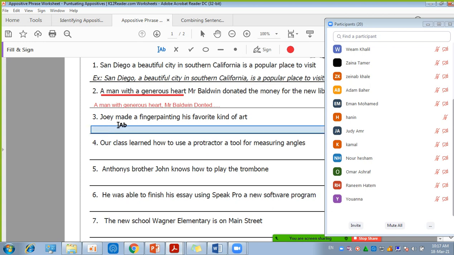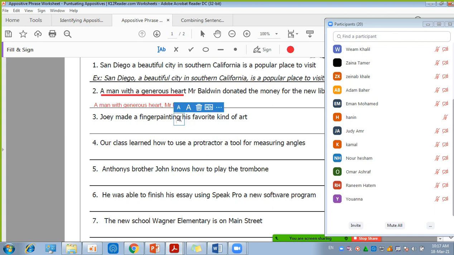Again, Joy here is the subject. He's the one who made the action, and he made what? Finger painting. This is the object, so direct object too. So it's a part of the main sentence. He made the thing, well, his favorite kind of art. Yes, that's right. So we will put the comma in this place here.